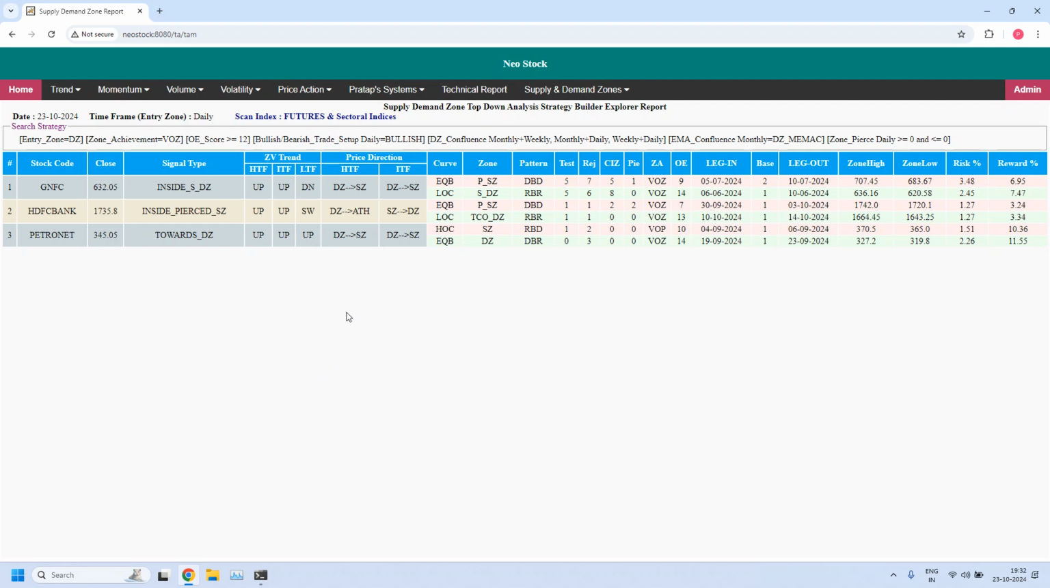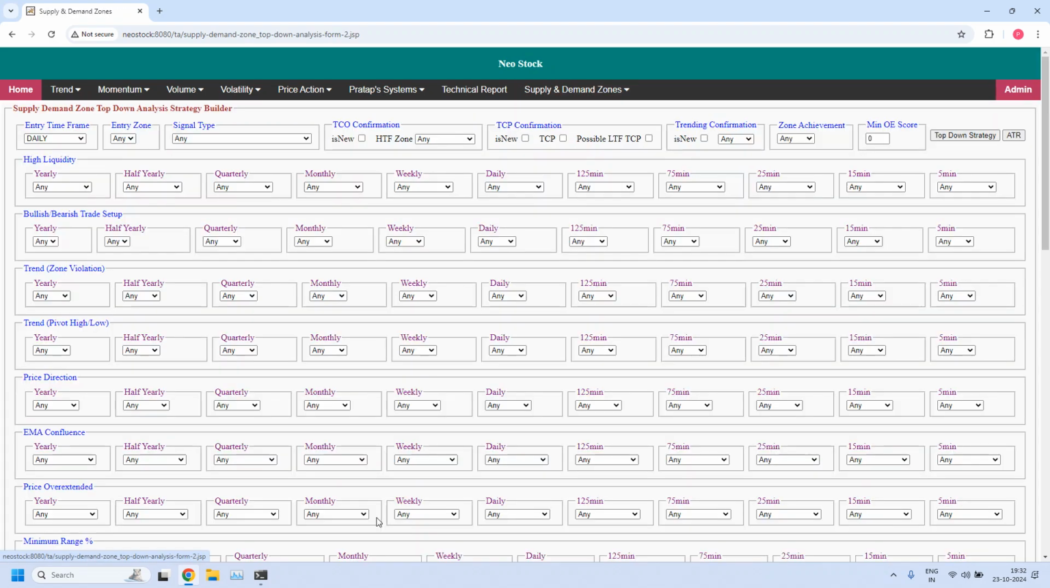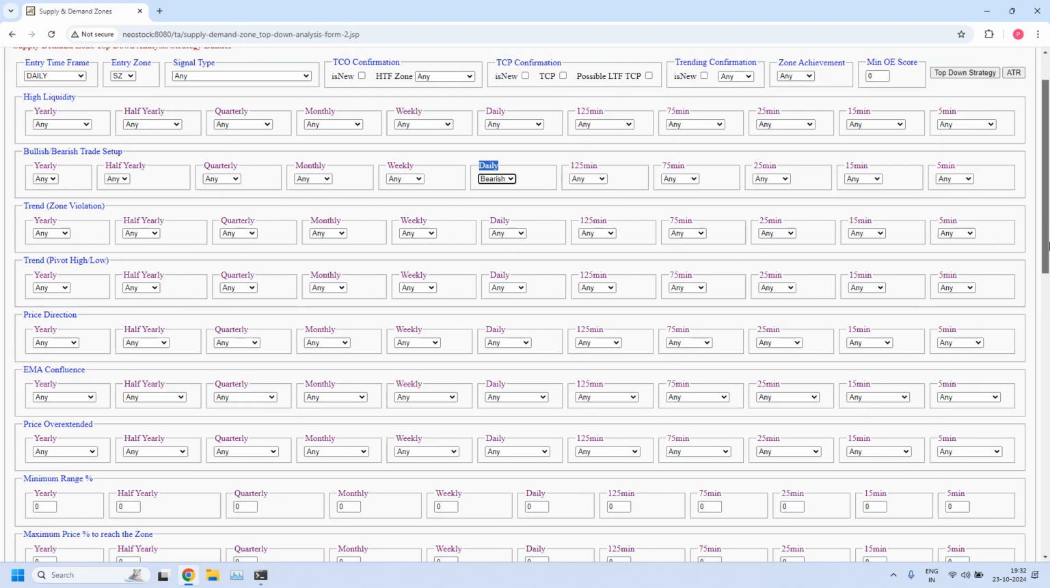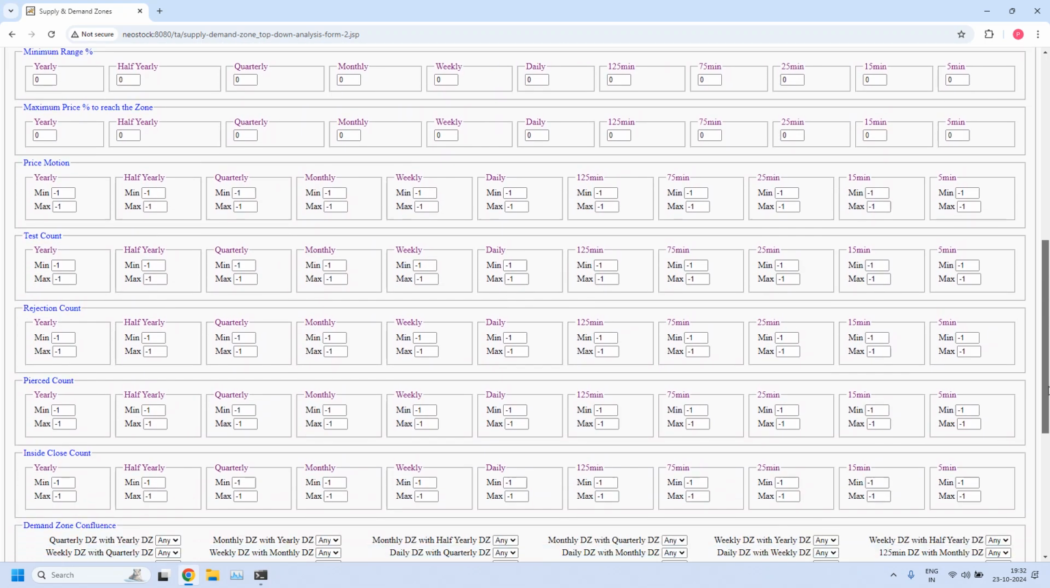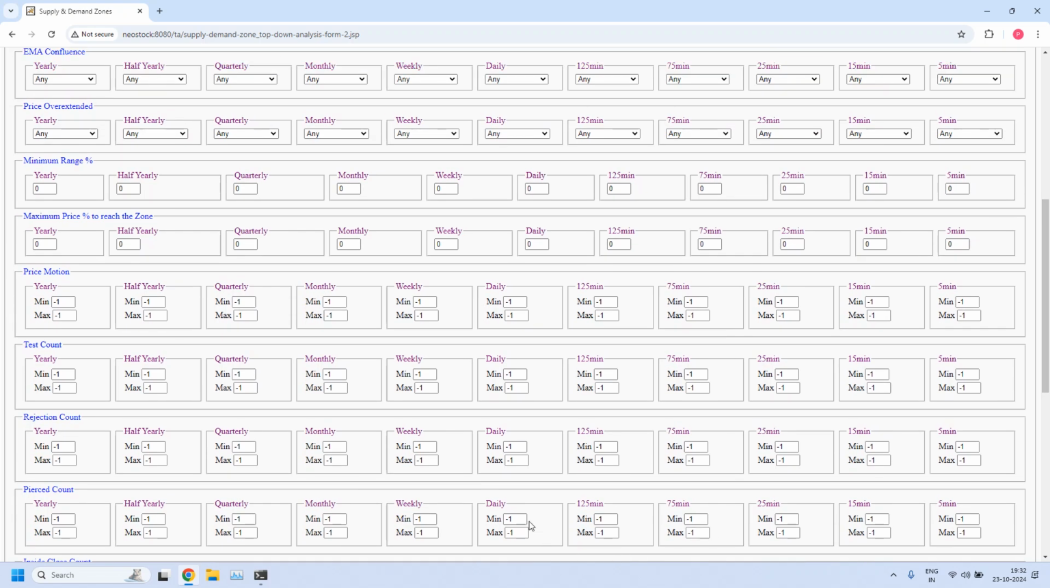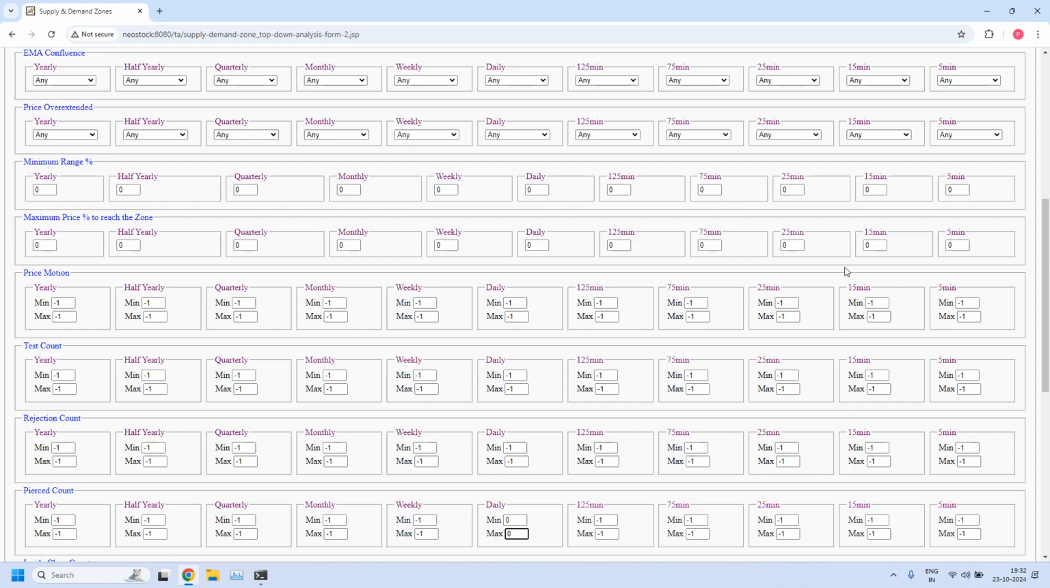Okay, next let us look for bearish trade setup for monthly income trade. In bearish trade setup for monthly, entry time frame daily, entry zone supply zone. In bullish or bearish trade setup, daily time frame, entry time frame I am selecting bearish, and daily supply zone should not be pierced. So in the pierced count at a daily time frame I am setting minimum value 0, maximum value 0.